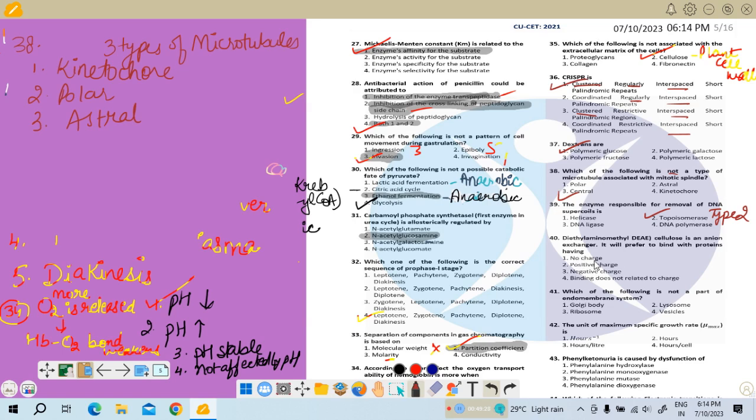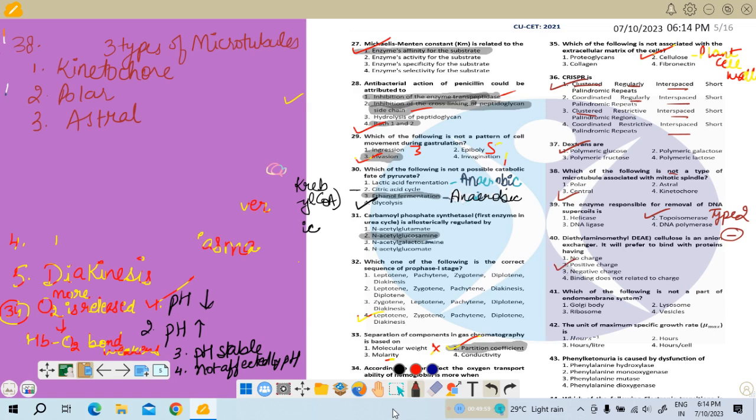Then 40, diethyl amino methyl DEAE cellulose is an anion exchanger. Anion is negative. It will prefer to bind with proteins having no charge, positive charge, negative charge. Binding does not relate to charge. This is a question from chromatography, from cation and anion exchange. So if anion is negative, it will attract to positive charge.